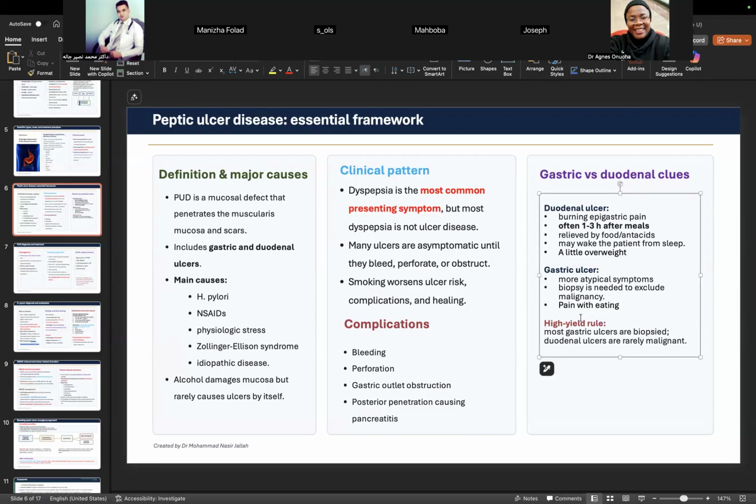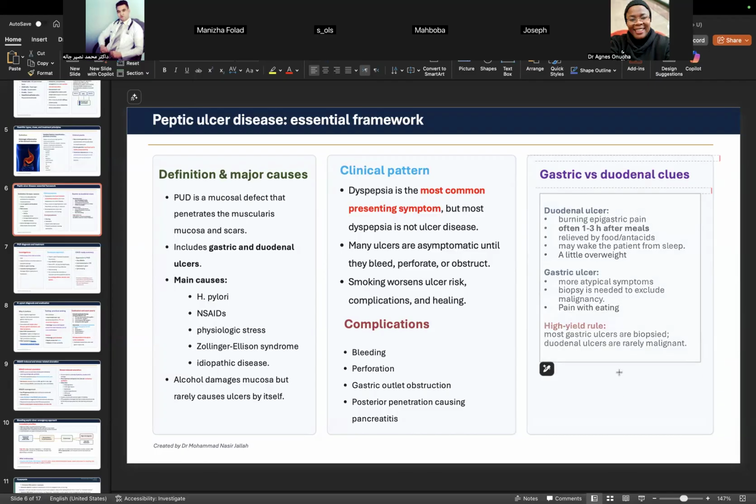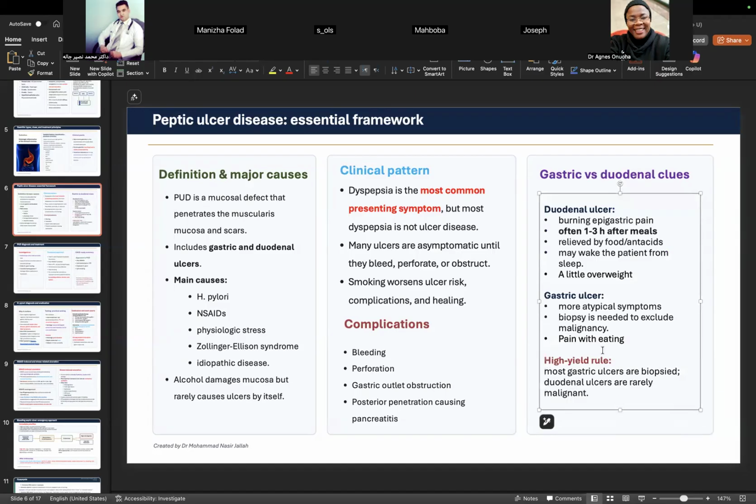So this is how they're going to give you a scenario, and you should be able to differentiate it based on the scenario. I'm not saying that you don't have to do endoscopy. In this case, you have to do the endoscopy, but clinically, at least you know I'm dealing with a duodenal ulcer or a gastric ulcer.